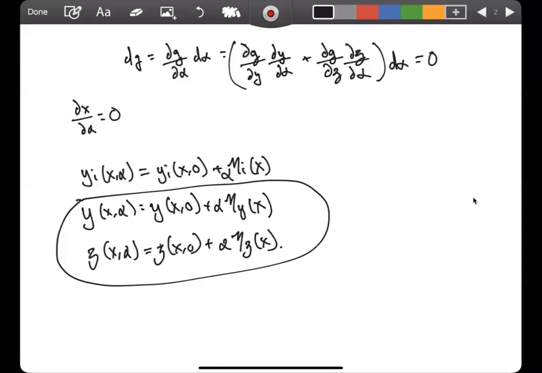Now if we look at the partial derivatives of each one of these, the partial of y with respect to alpha is just going to be eta_y, and the partial of z with respect to alpha is going to be eta_z. Now let's put those both into our expression from above. So the partial of g with respect to y times eta_y plus the partial of g with respect to z times eta_z must be equal to 0.